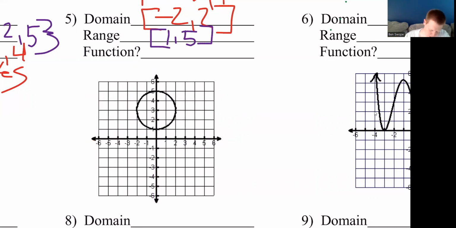All right, does this pass the vertical line test? A circle is a dead giveaway. If you see a circle, it's not, because plenty of lines you could draw would hit more than one spot. So our streak is over. We have our first non-function.